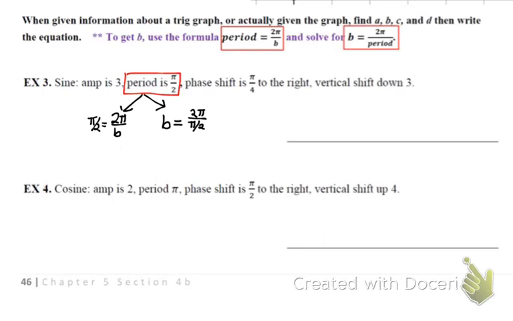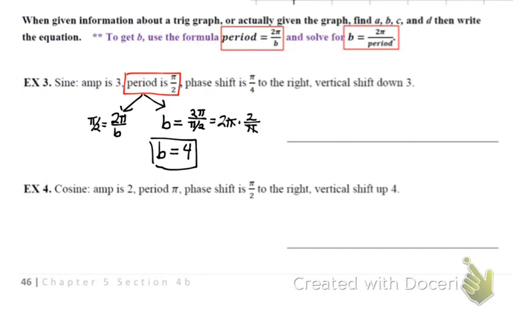I'm going to use this method. It's a little quicker because it's already b equals. 2 pi divided by pi over 2. If I do keep, change, flip, it would be 2 pi times 2 over pi. My pi's would cancel out, and I'd come up with b equals 4. All right, maybe I'll show that math really quick. So I have 2 pi times 2 over pi. Pi's cancel out, I just have 4. So b equals 4.